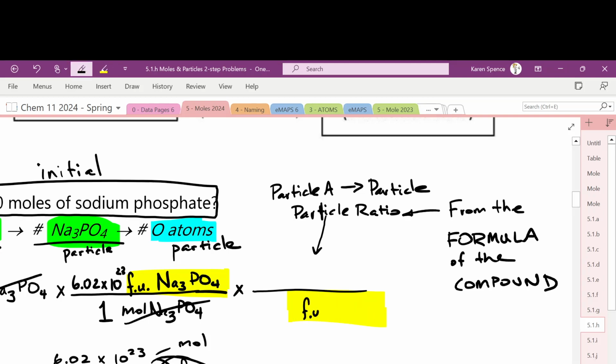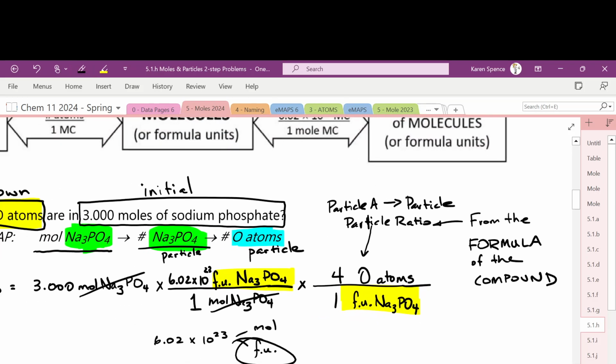So formula units of Na3PO4. And what are we being asked for? O atoms. So we're being asked for O atoms, so that goes on the top. How many O atoms in an Na3PO4? Super hard. There are 4. Just count them up. Okay, we do our math on that, and we get 3 times 6.02 times 10 to the 23 times 4 equals 7.224 times 10 to the 24.